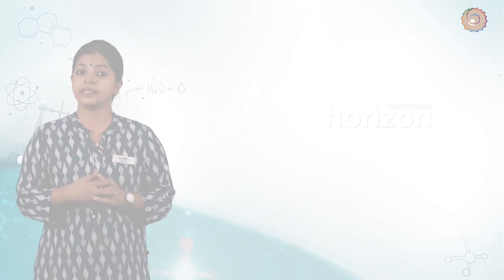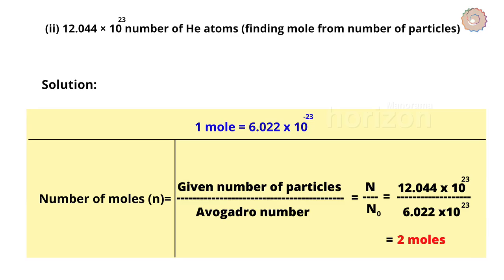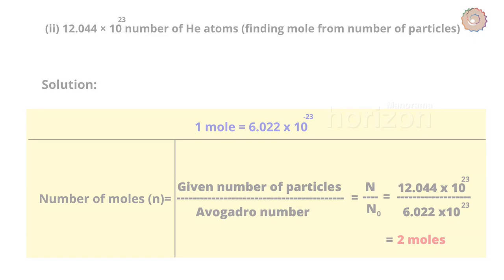We had also discussed that the number of moles equals the given number of particles divided by the Avogadro number. Here, the given number of particles is 12.044 into 10 raised to 23 and the Avogadro number, as we know, is 6.022 into 10 raised to 23. So applying this in the equation, we get the answer for the number of moles as how much? 2. That is 12.044 into 10 raised to 23 divided by the Avogadro number, which is 6.022 into 10 raised to 23. That again was a simple one, right?